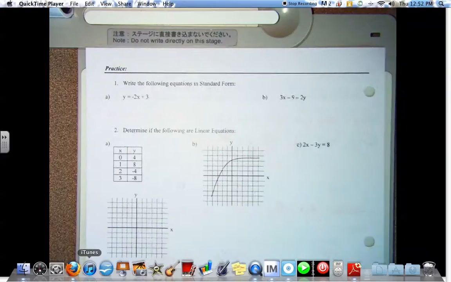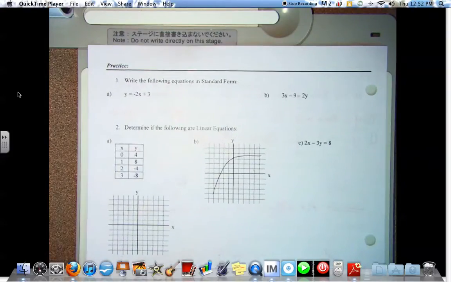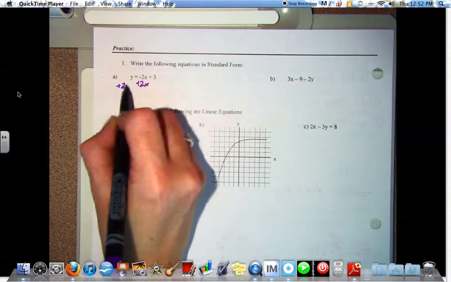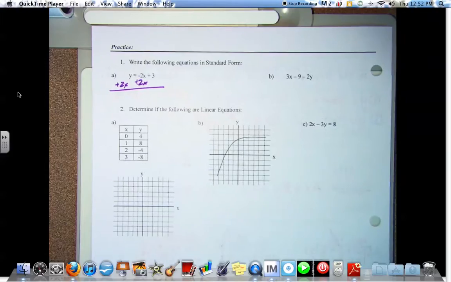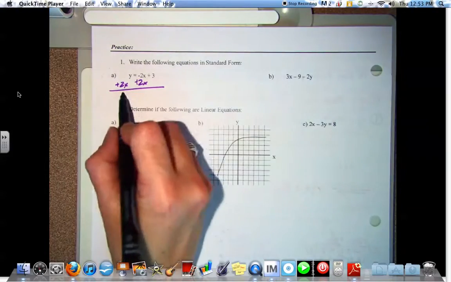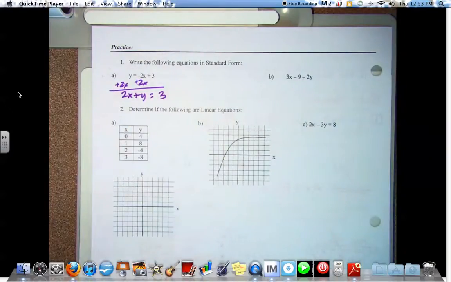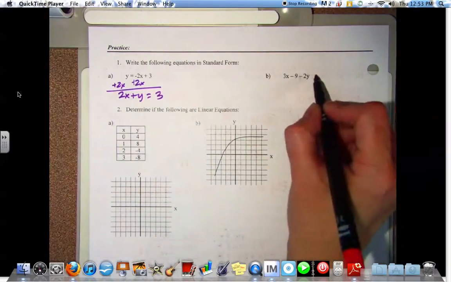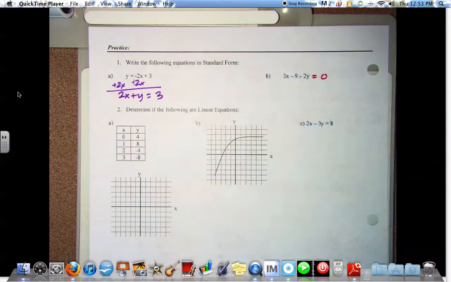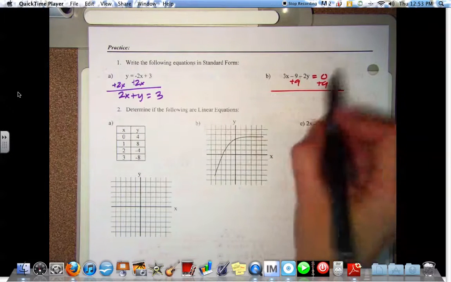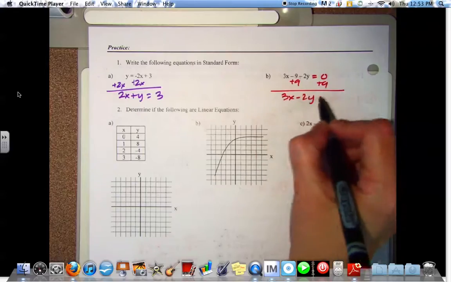All right, 1a. Write the following equations in standard form. So what do you need to do? It's the same thing. It's already standard. So what do I have now? 2x plus y equals 3. Yep. All right, B. 3x minus 2y minus 9 equals 0. Add 9. So what do I have? 3x minus 2y equals 9.